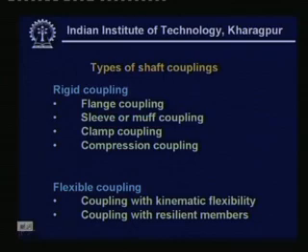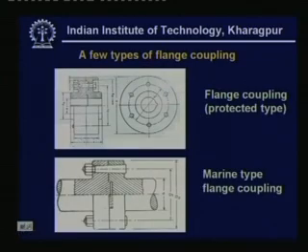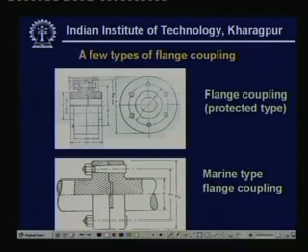Now, let us come to a few types of flange coupling. Flange couplings, you see, are again rigid couplings, and the coupling is done by means of two flanges. What you see here is the cross section of such a flange coupling. Here is the shaft, and on top of it this part which is known as the flange.